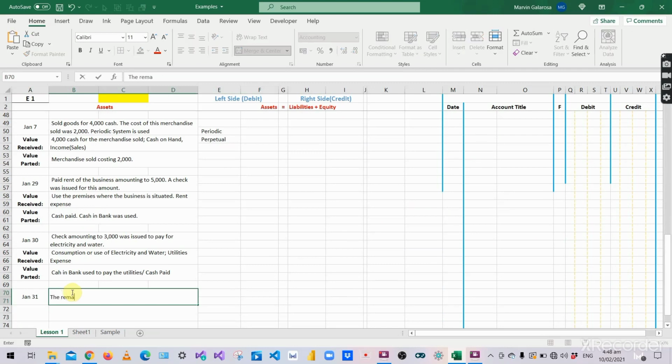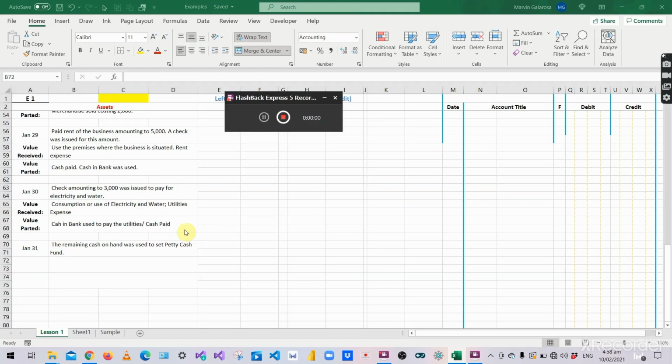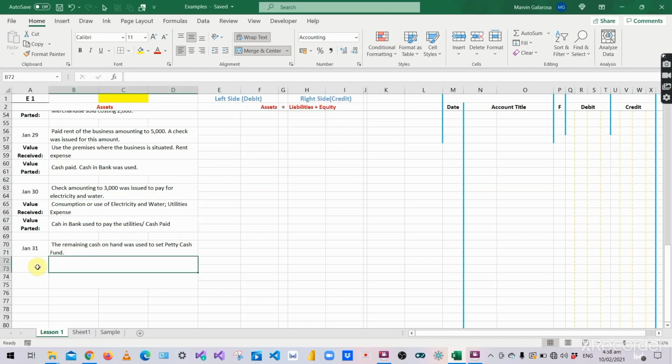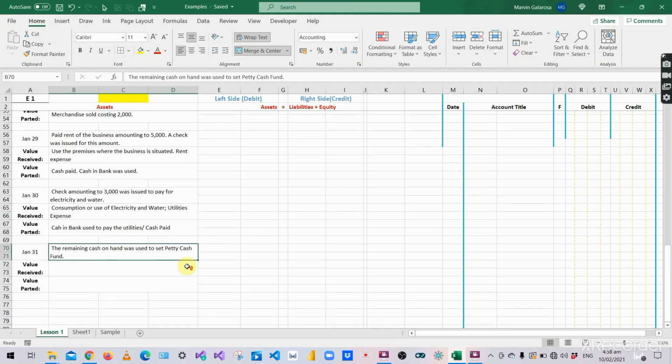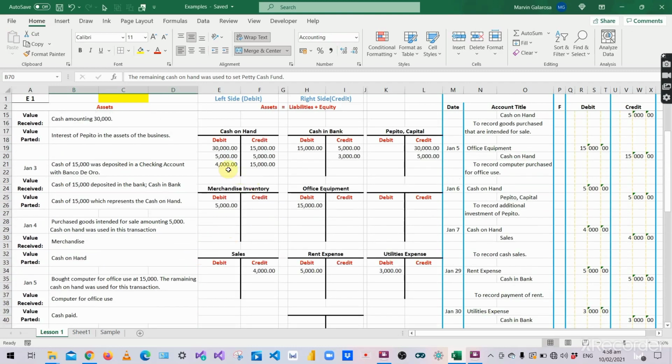The remaining cash on hand was used to set up petty cash fund. On transaction January 31, ano yung ating value received and value parted? Pero bago yan, alamin muna natin yung remaining cash na tinutukoy. So, remaining cash on hand. Para ma-determine natin yun, kailangan natin kunin yung balance ng cash on hand.